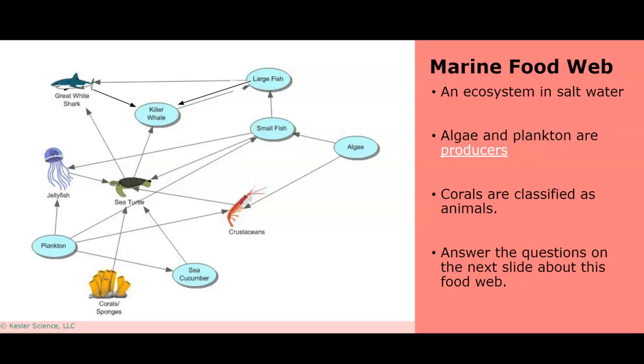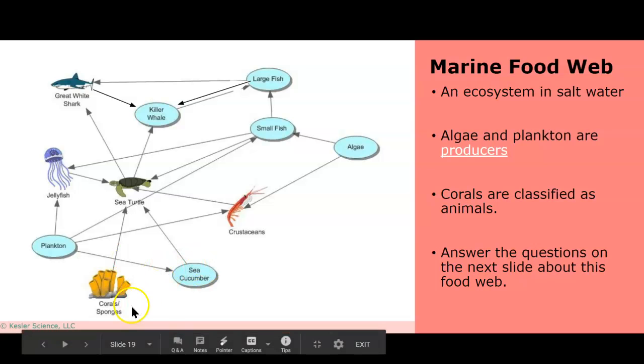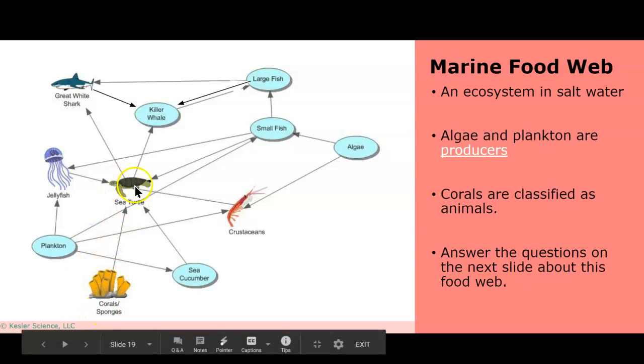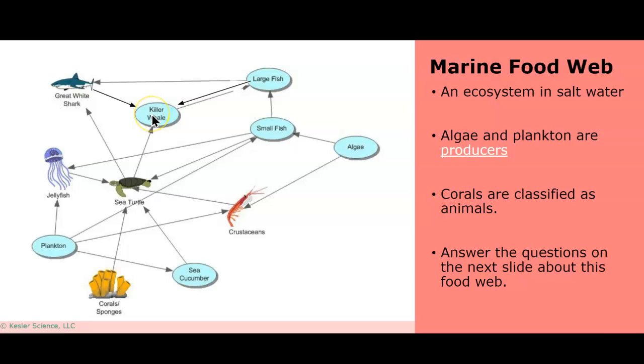So this is an example of a marine food web. If we look, let's take the sea turtle for instance. The sea turtle will eat jellyfish. The sea turtle will eat corals and sponges, and it will eat sea cucumber. But if we look, the sea turtle will be eaten by the great white shark or a killer whale. Sea turtles will also eat small fish.